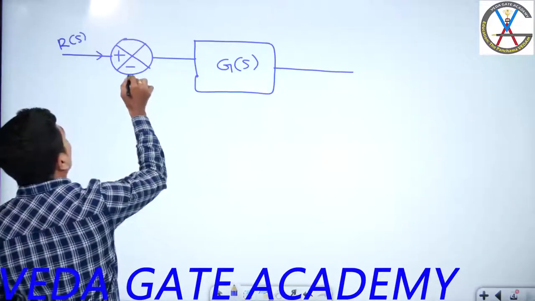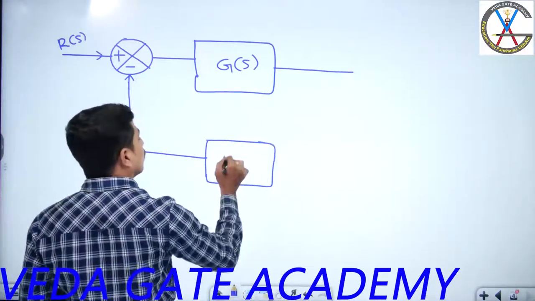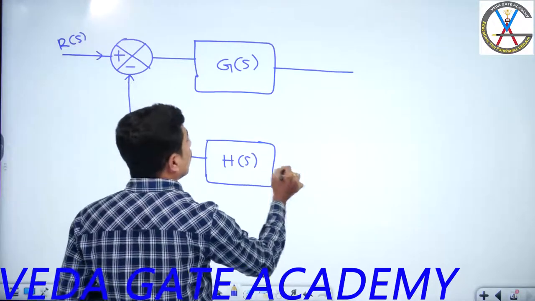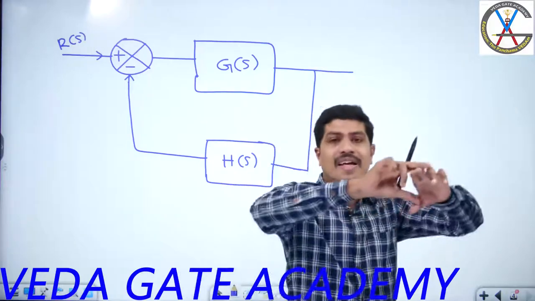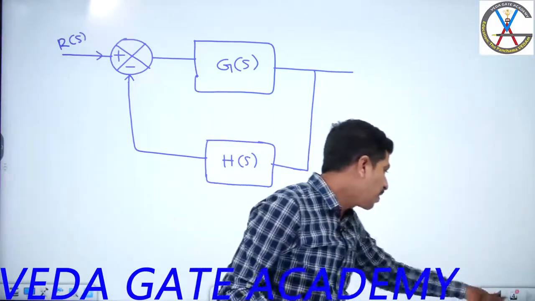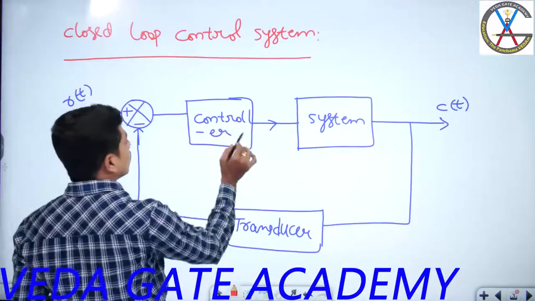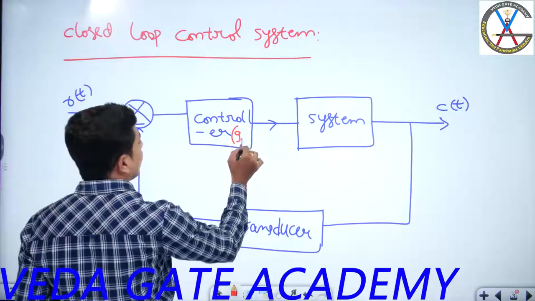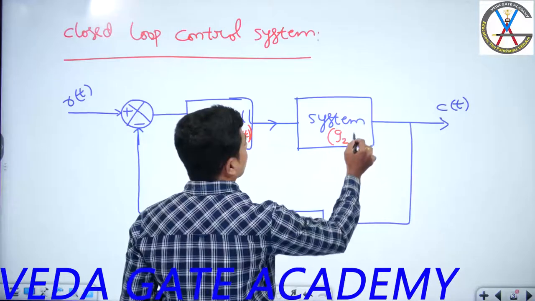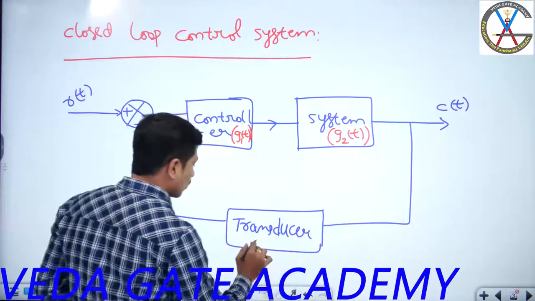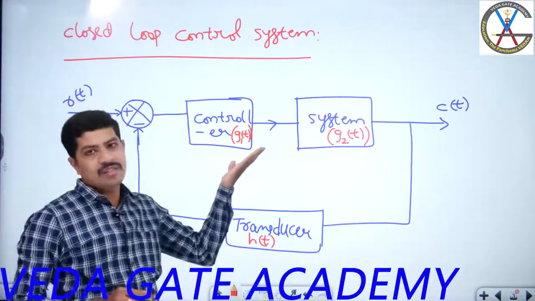And in the feedback, we are taking a transducer. The transducer function we will take as H of S. In fact, G of S is the transfer function of that cascade combination. Suppose I represent it in time domain even. We will write this one as G1 of T. It's a response. We'll write this one as G2 of T. Yes, we will write this one as H of T. Now in S domain, it will be G1 of S and G2 of S.